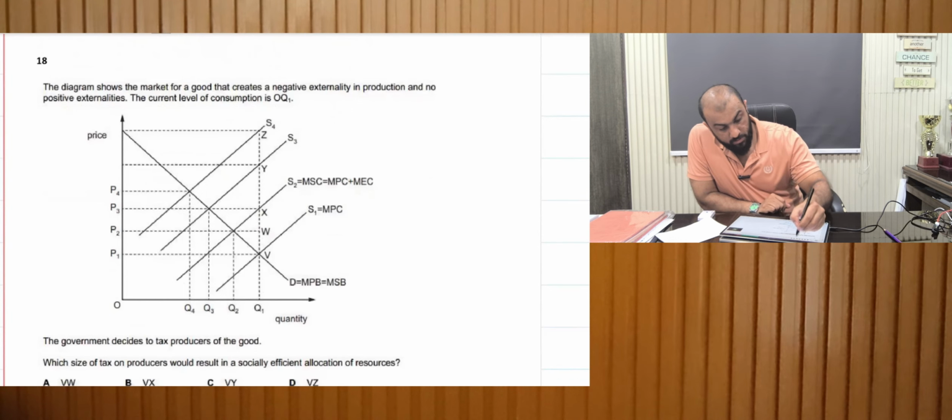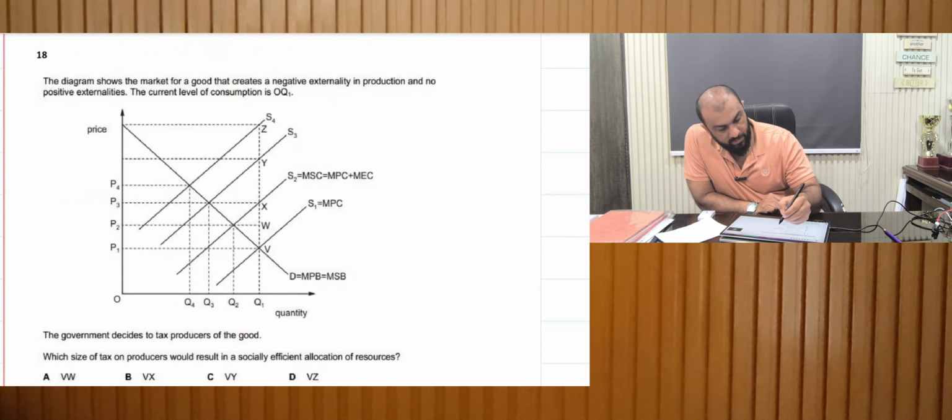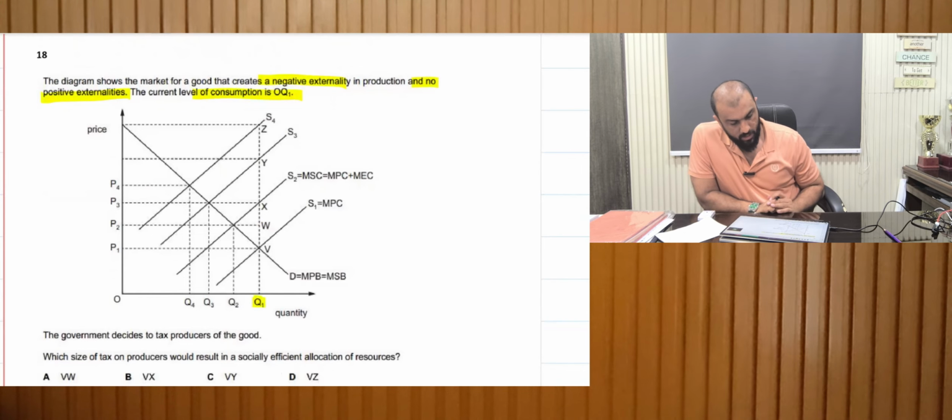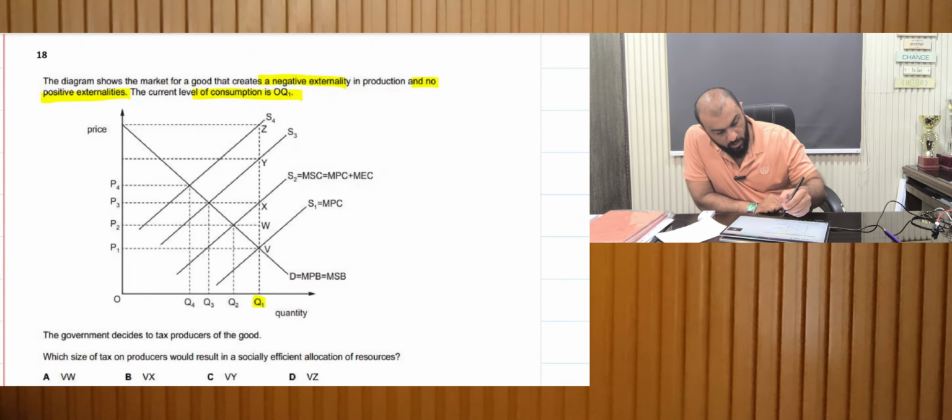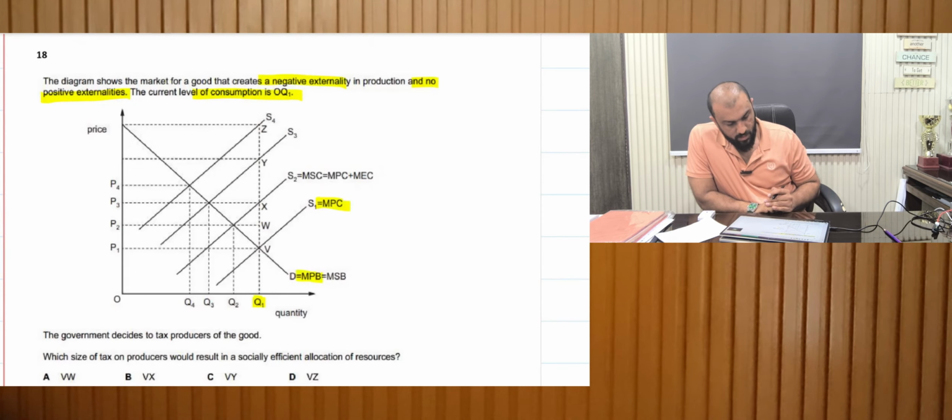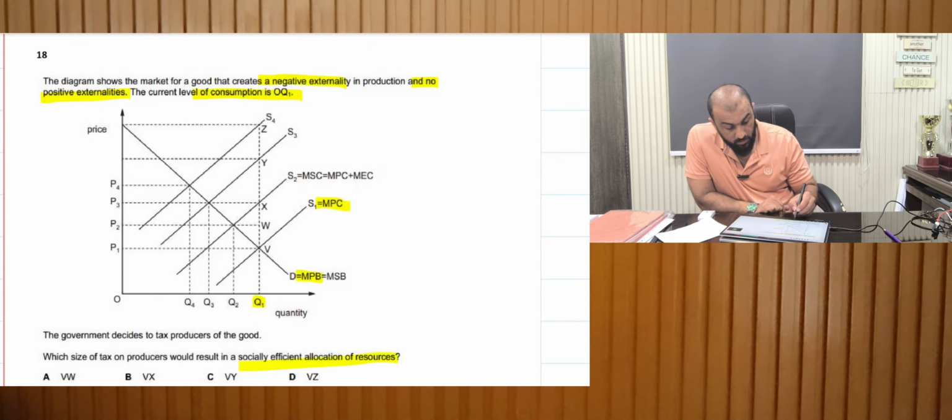The diagram shows the market that creates negative externality and no positive externalities. The current level of consumption is Q1. Let's identify Q1. So Q1 is because we are producing at private cost equal to private benefits. The government decides to tax the producer of the good. Which size of tax should result in a socially efficient allocation of resources?